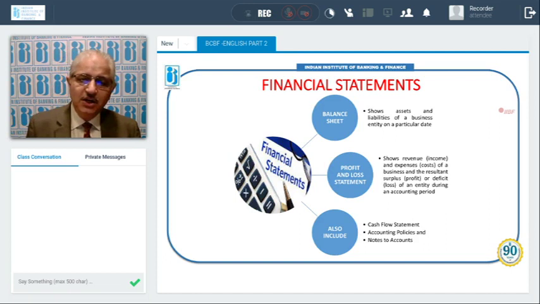Then we come to accounting policies. A business is supposed to follow some accounting policies. These policies are to be followed consistently, continuously. You cannot have one accounting policy for January and another policy for February, another for March. You have to continue with the same policy during the accounting year.